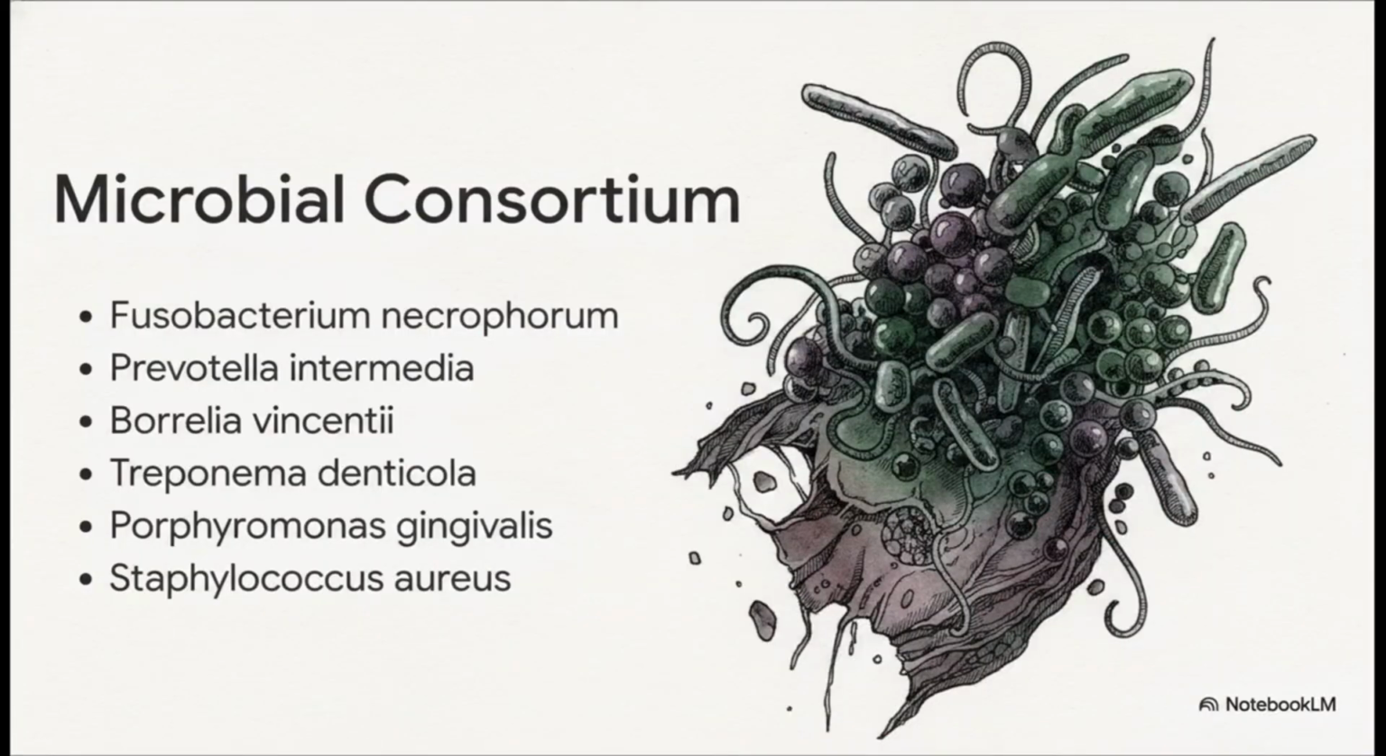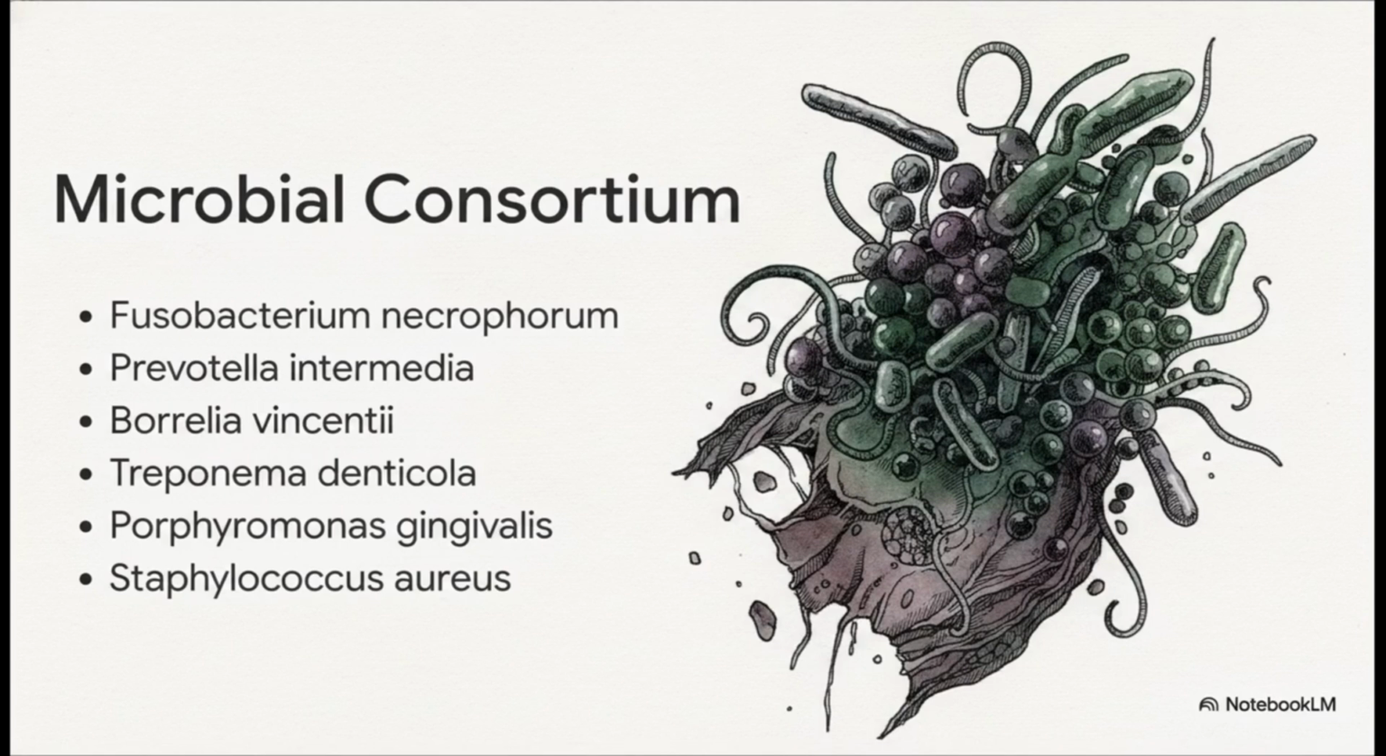For your exams, you definitely need to know the specific opportunistic pathogens involved here. But don't just memorize a list. Try to understand how they work together as a deadly microbial consortium. The absolute ringleader of this group is a heavy infestation of Fusobacterium necrophorum. It leads the charge, but it absolutely doesn't work alone.